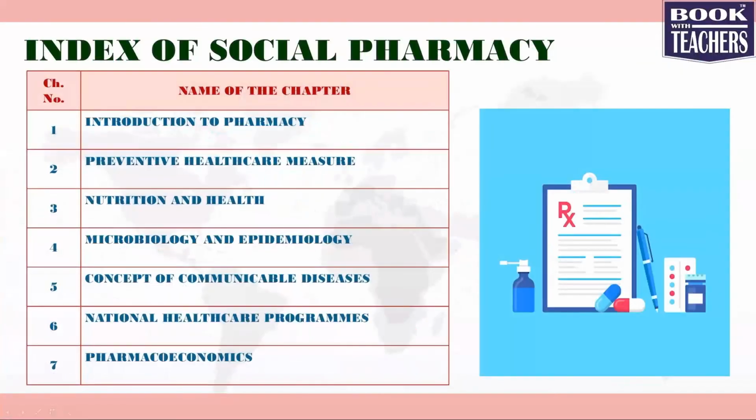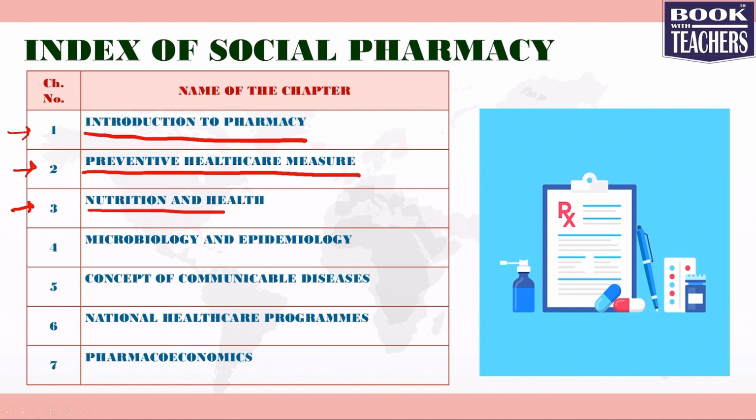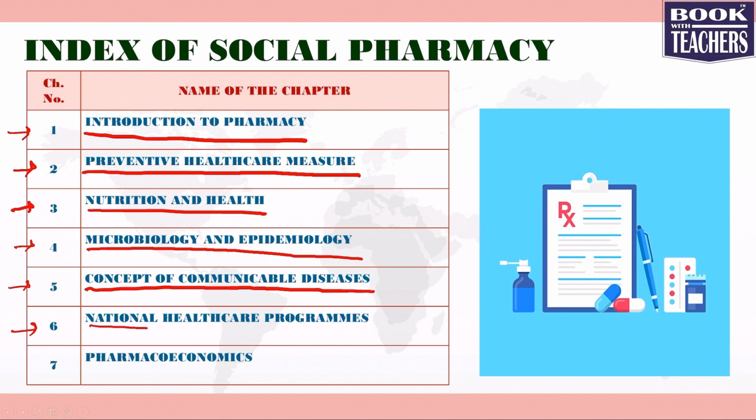Now coming back to social pharmacy, let's look at the chapters we'll be learning in this subject. In our first chapter, we'll be learning about introduction to pharmacy. In our second chapter, preventive healthcare measures. In the third chapter, nutrition and health. In the fourth chapter, microbiology and epidemiology. In the fifth chapter, the concept of communicable diseases. In the sixth chapter, national healthcare programs. And finally, in the seventh chapter, pharmacoeconomics.